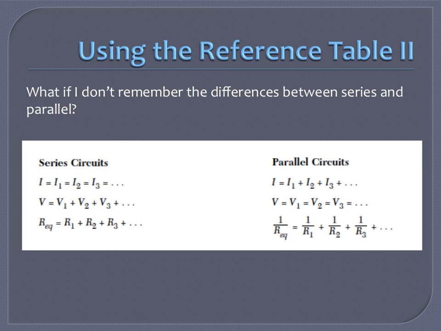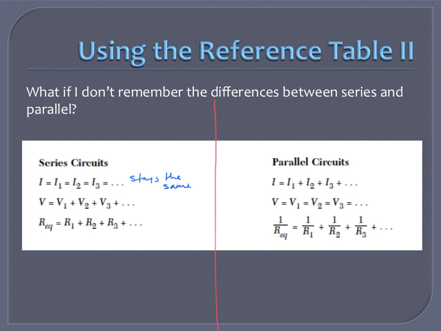So let me put a division line here. Separate it. Bam. So luckily this is in the reference table, and you just have to remember how to read these equations. That's important. So here for a series circuit, look at the current. I equals I1 equals I2 equals I3. So regardless of where you are in the circuit, if you want to measure the current across different resistors, it's all going to be the same. Stays the same.